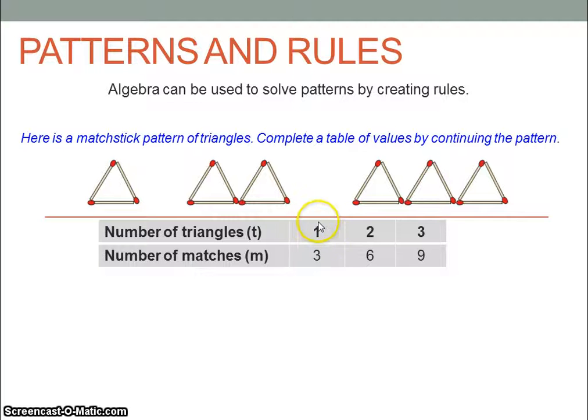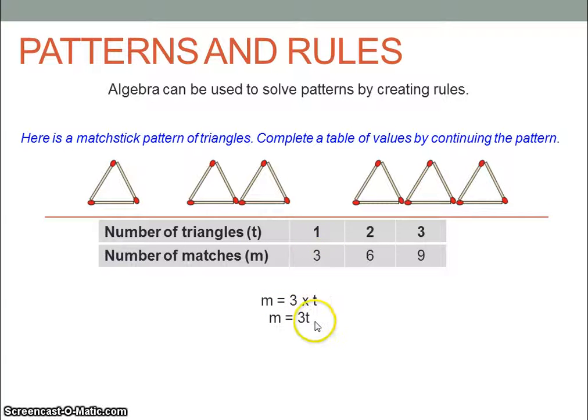So we can see for one triangle we need 3 matches, 2 triangles 6 matches, and so on. So the first thing we do is look to see if there's a pattern in the numbers. If you look at this, you can see the number is increasing by 3 every time. So what that's telling us is that 3 times t, 3t, is part of our rule. Okay, so we could say m is equal to 3t, and there might be some other things added onto it, we'll need to check, but at the moment we're saying m is equal to 3t.